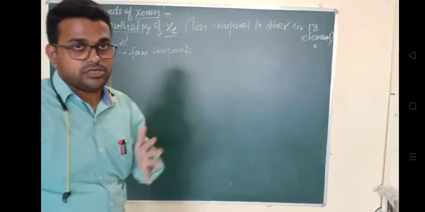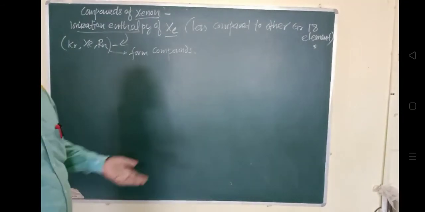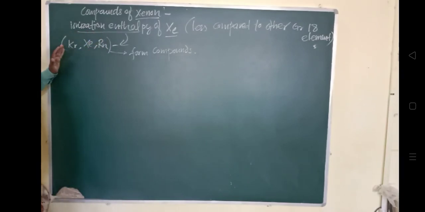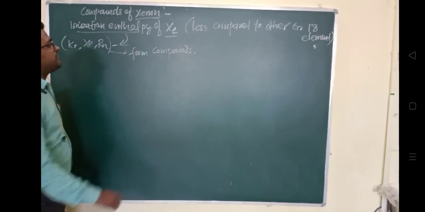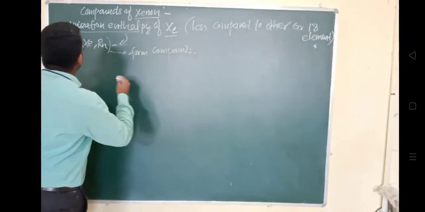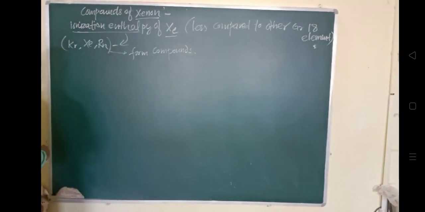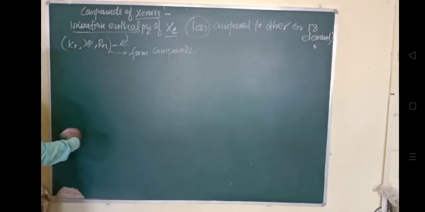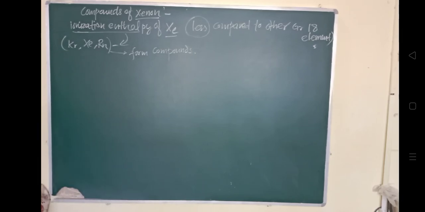The first true compound of a noble gas was made in 1962 by Neil Bartlett and Lohmann, and it was xenon. Only xenon reacts directly with fluorine to form xenon fluoride. Otherwise, no other group 18 element reacts directly with fluorine. फ्लोरीन के साथ कभी डायरेक्ट रिएक्ट नहीं होता.